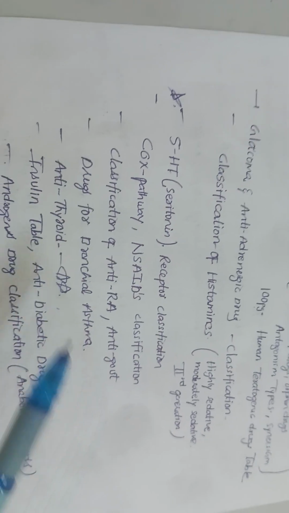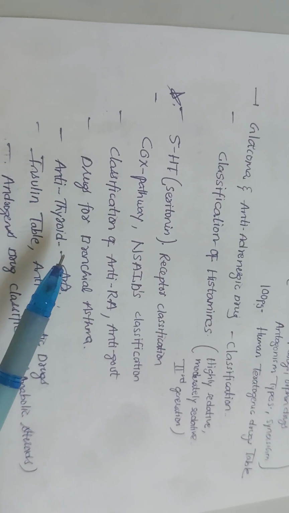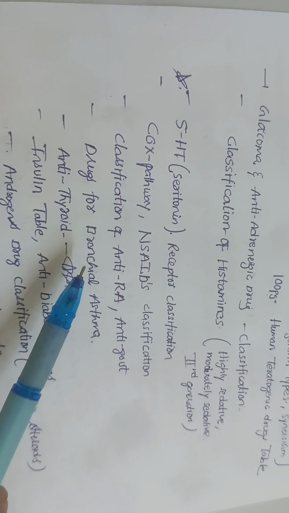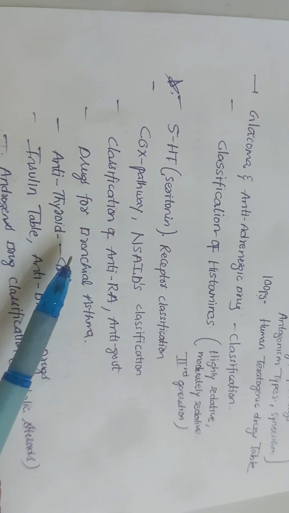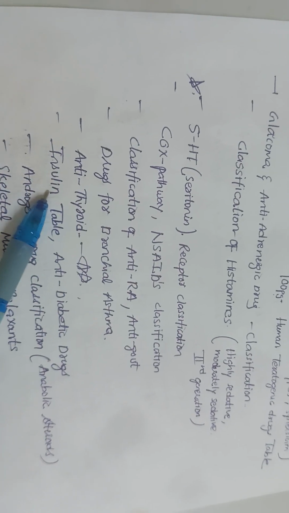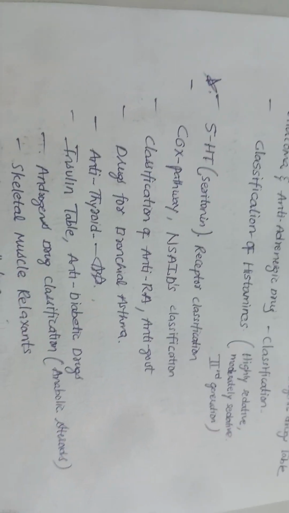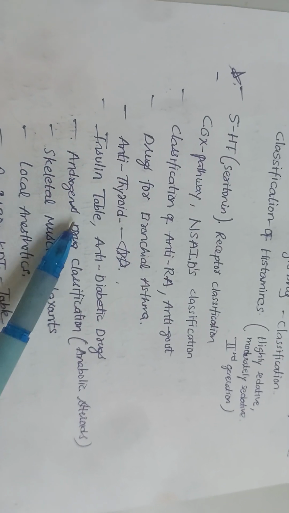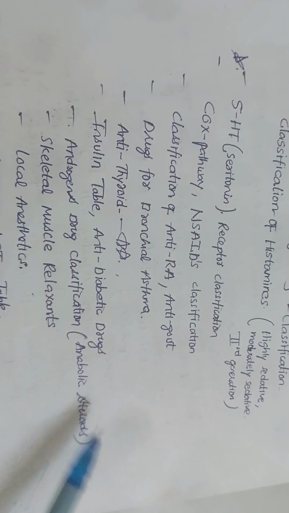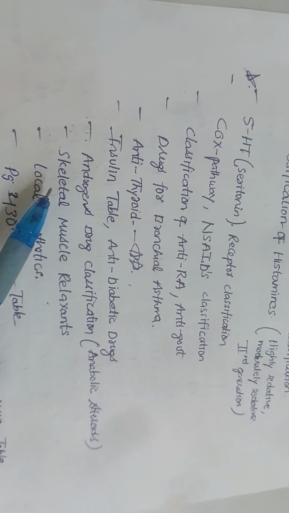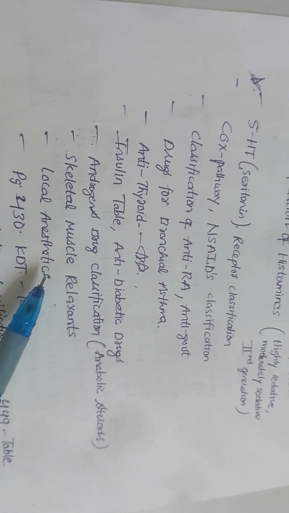Just study the classification, and anti-thyroid drugs with their MOA and their specific indications and the classification also, very important, and study the insulin table, the types of insulins and the anti-diabetic drugs, very important, and the androgen drug classification, focus on the anabolic steroids, etc. The classification of skeletal muscle relaxants and local anesthetics.